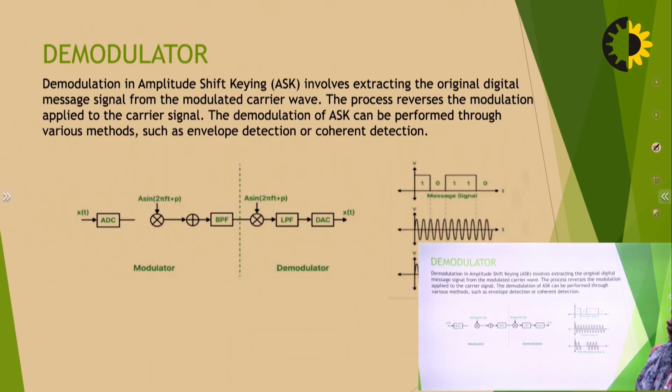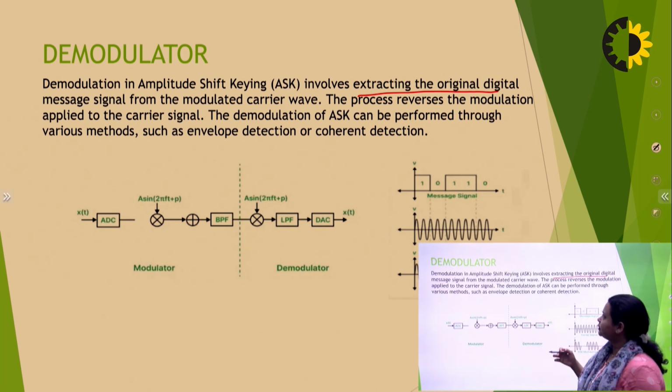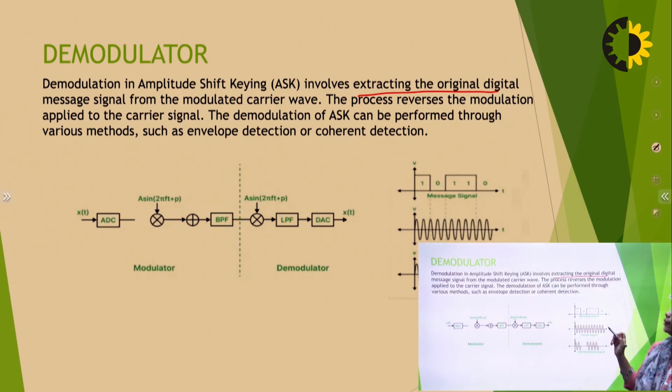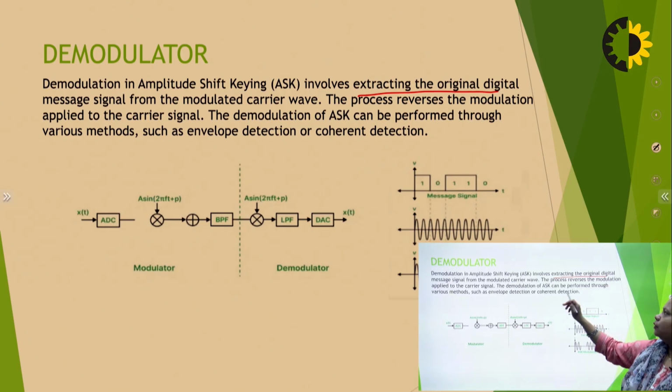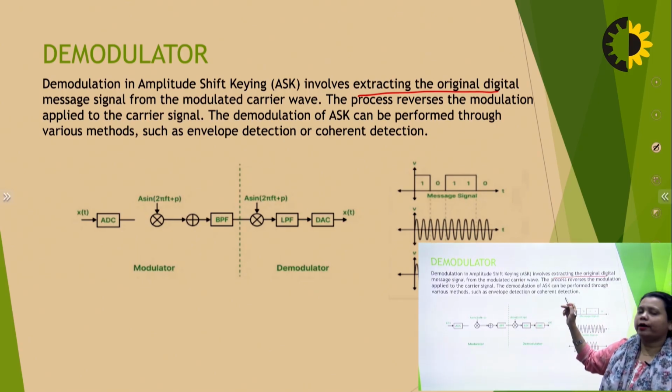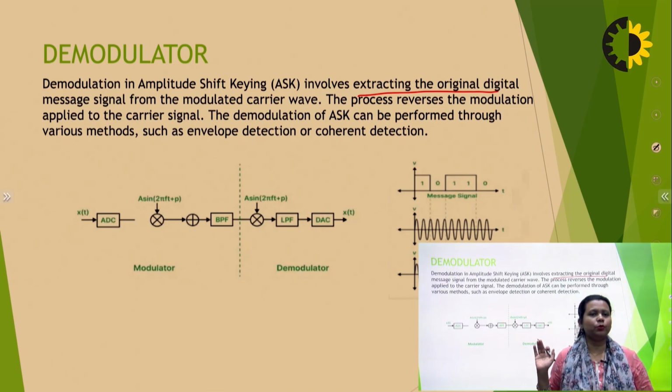So that is about the modulator. Then the demodulator. The demodulator involves extracting the original data. Whatever you have sent over the transmitter should come out as the actual signal. So it helps with the extraction of the message signal, and the process reverses the modulation applied to the carrier signal. Because of that, the process at the receiver is totally opposite to what we have done in the modulator. Demodulation of ASK can be performed through various methods such as envelope detection and coherent detection.